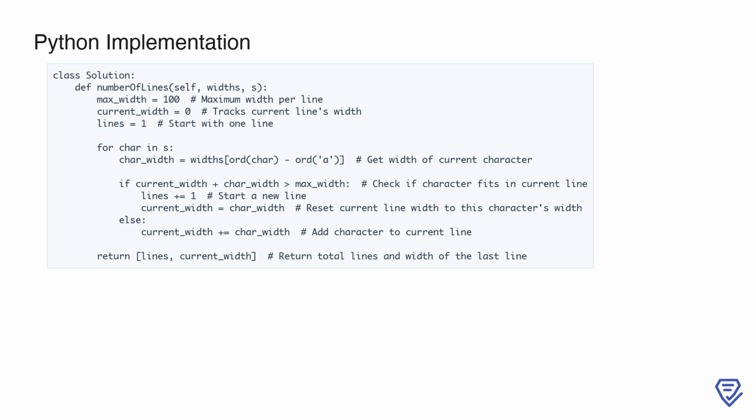4. Return values. After processing all characters, the function returns a list containing lines, the total number of lines used, and current_width, the width of the last line.